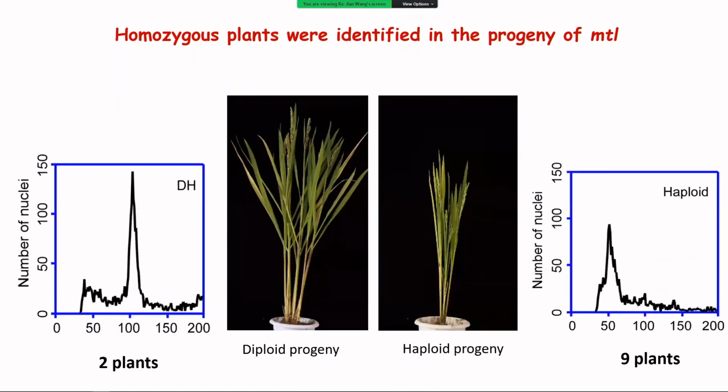haploids. The ploidy of the plants was investigated using flow cytometry. Of them, 2 were identified as double haploids, displaying normal growth, and the 9 plants were identified as haploids, showing dwarf and sterile phenotype.